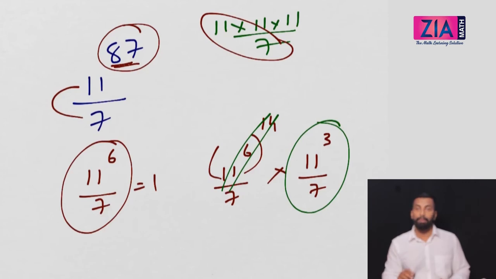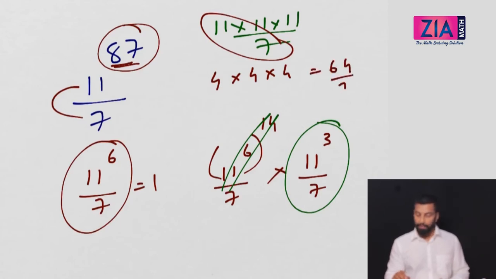That is the idea. So 11 by 7, what is the remainder? All of you know that is 4. And then 4 into 4 into 4, you get 64. Divide by 7 again. What is the answer? 63 is a multiple of 7, 9 into 7. So 1 is your remainder. So that's it. As simple as that.